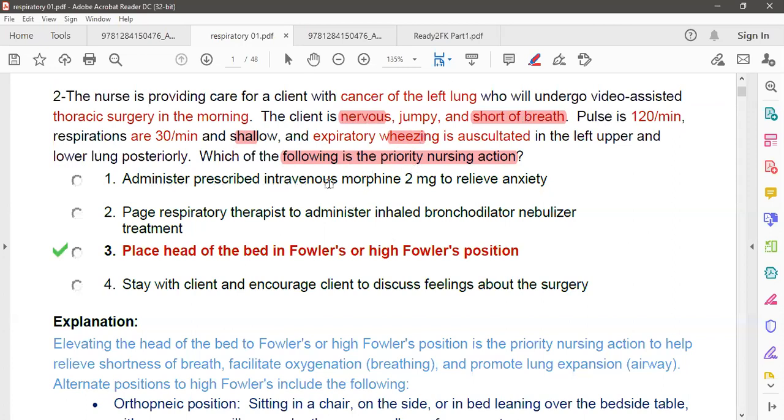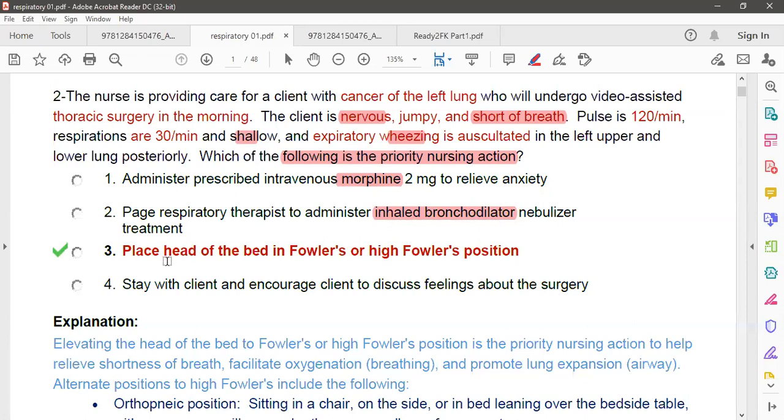Administer intravenous morphine. Morphine is a good medication for pain and can reduce anxiety, but my patient has shallow respiration, so it is not a good decision to give morphine. Have the respiratory therapist administer an inhaled bronchodilator. The patient has wheezing, which indicates bronchoconstriction, so you give salbutamol as a bronchodilator. Oxygen is a good choice.